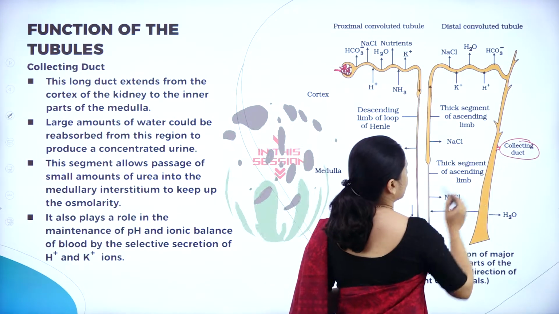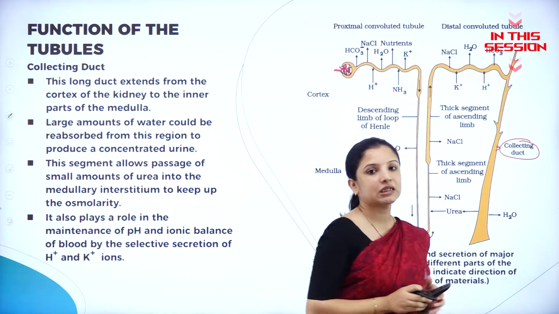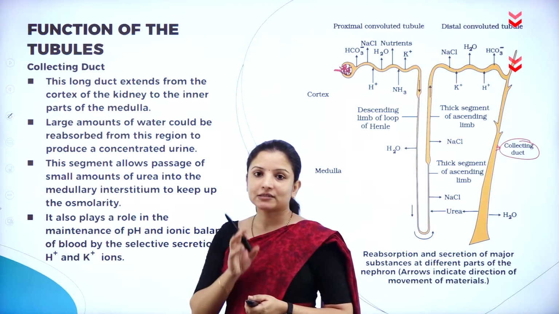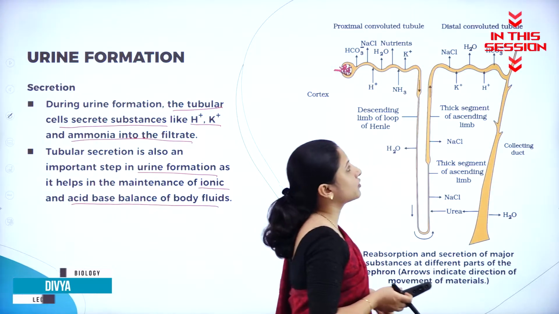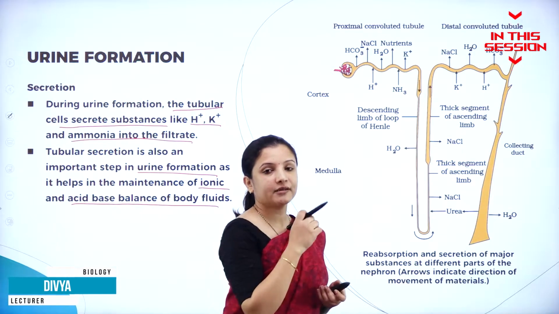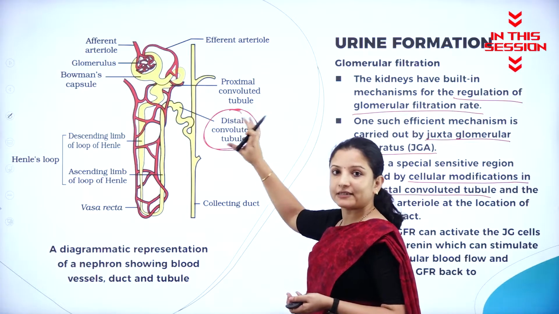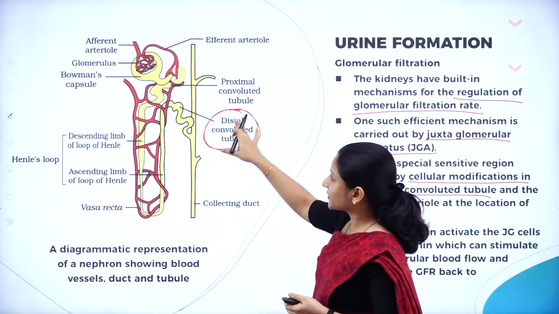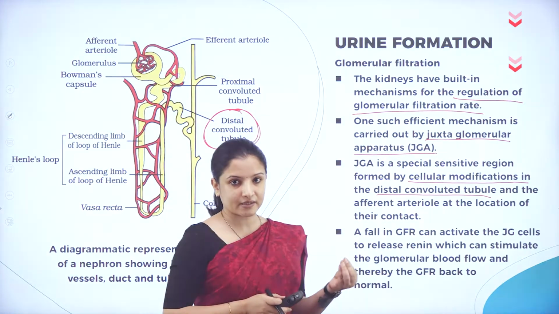continues to the collecting duct. So this straight tubular structure that we see is the collecting duct. That is the region where the filtrate gets collected. Hydrogen ions, and they are releasing sodium chloride, water and bicarbonates into the kidney. It is a filtrate, so that the proper filtration occurs. Some modifications occur in this distal convoluted tubule, and those modifications result in the formation of a juxtaglomerular apparatus.